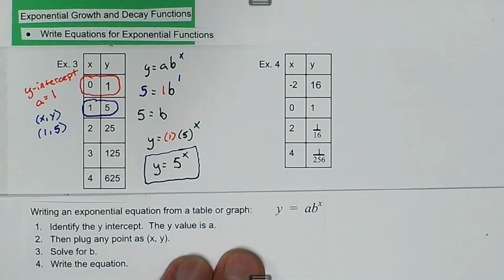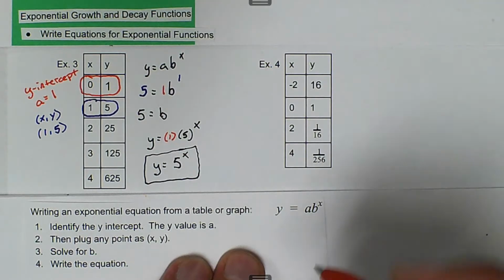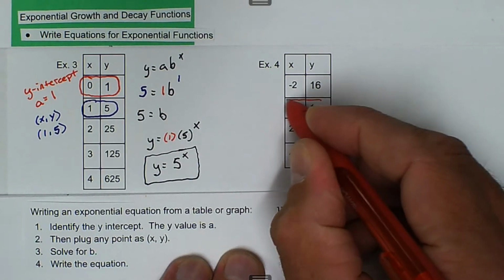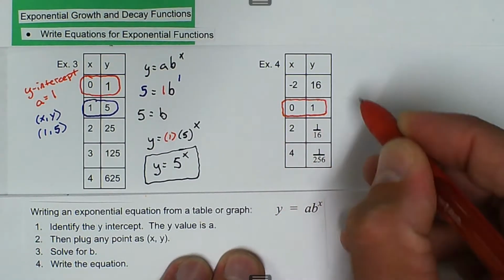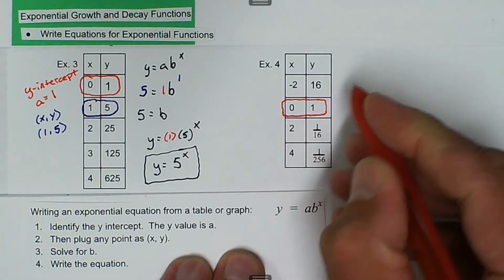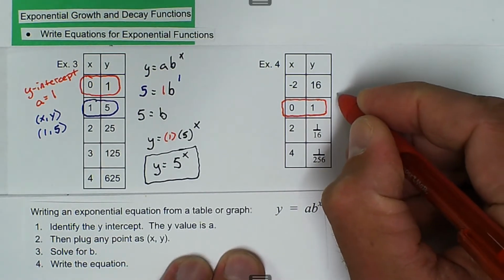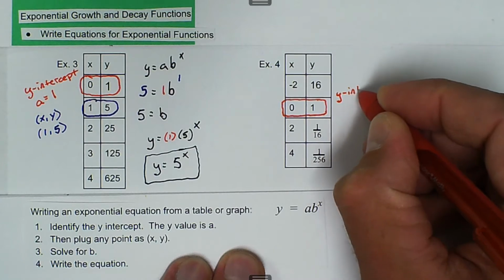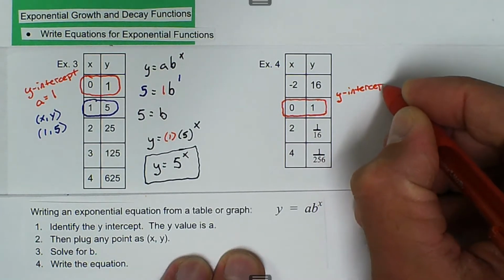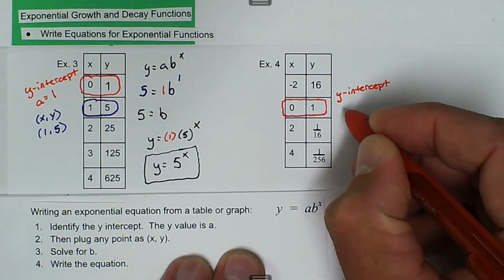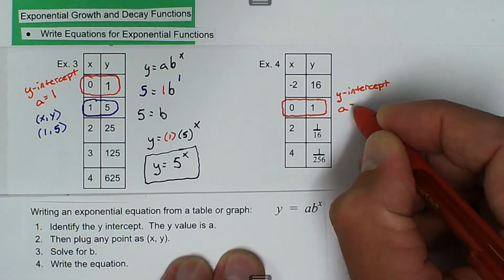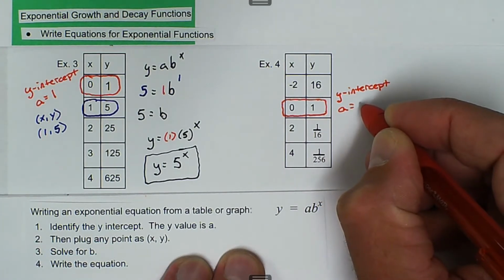Another example that we have is over here on the right, and the same thing. We want to calculate or find our y-intercept. So our y-intercept in this case is where the x value is 0. So our y-intercept is our a value. So a is equal to 1.